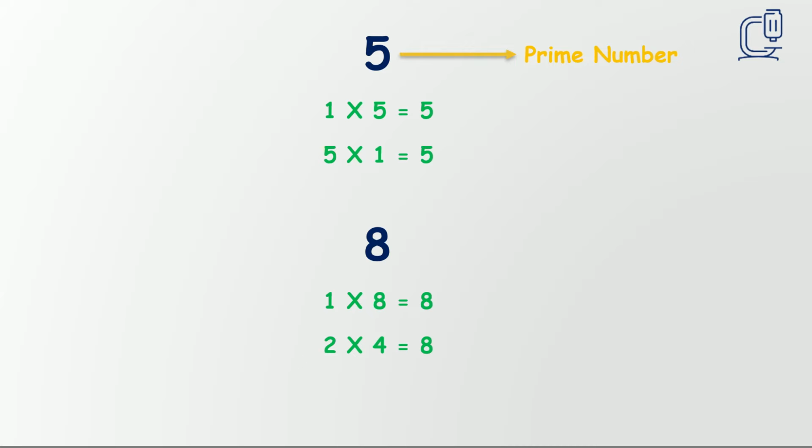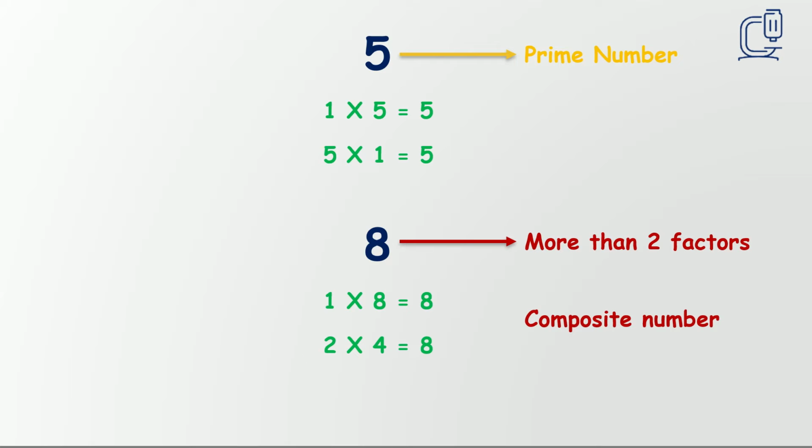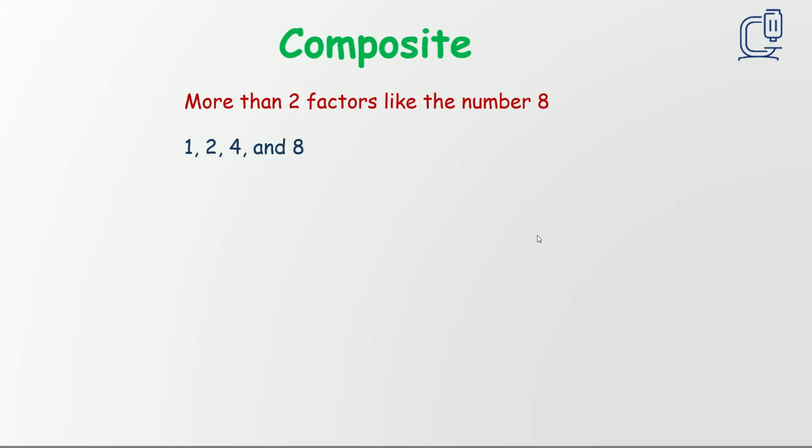If a whole number greater than 1 is not a prime number, it is a composite number. A composite number has more than two factors, like the example 8. The number 8 has the factors 1, 2, 4 and 8.